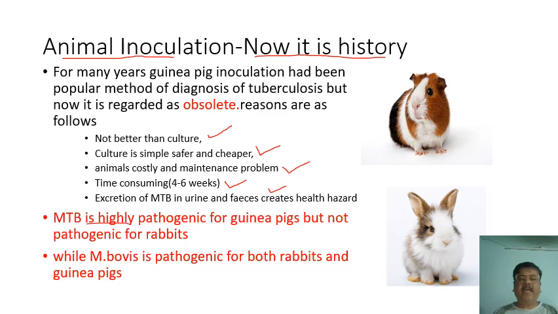Mycobacterium tuberculosis is highly pathogenic for guinea pigs but not pathogenic for rabbits, while Mycobacterium bovis is pathogenic for both rabbits as well as guinea pigs. So at that time, inoculation of animals was used for differentiation of Mycobacterium tuberculosis and Mycobacterium bovis.